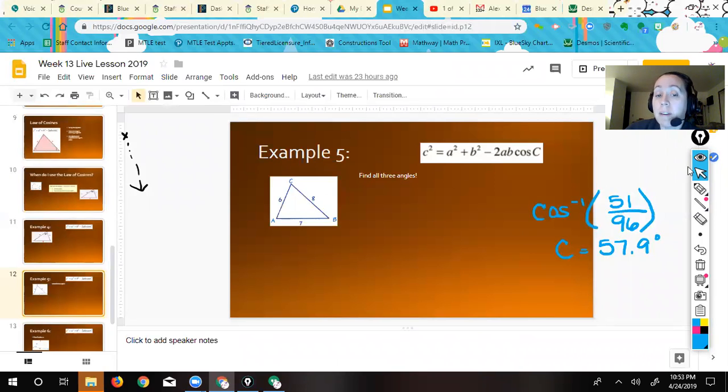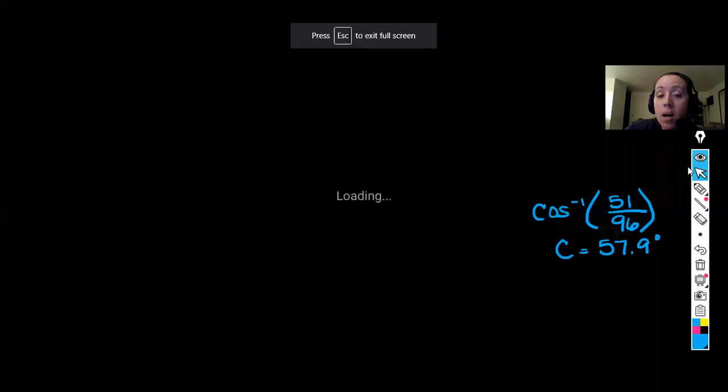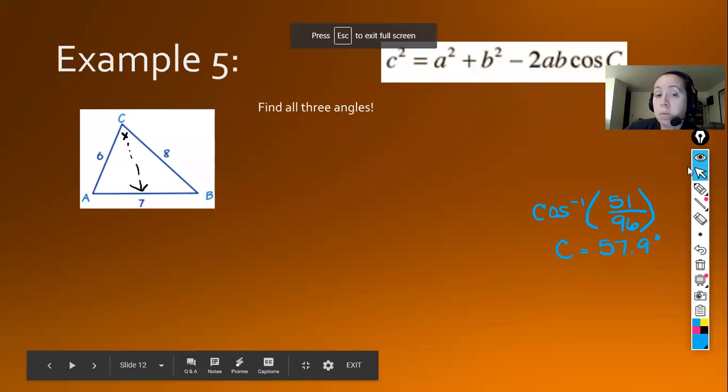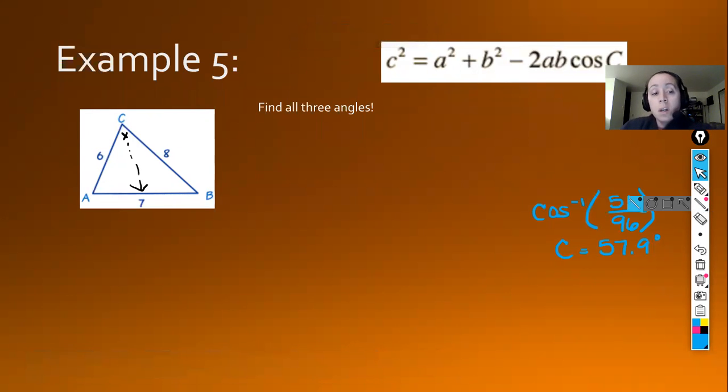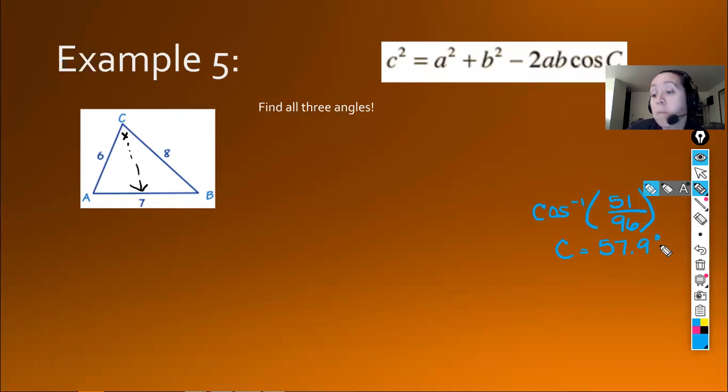So cool, we have angle C. Now let's go for another angle because we really can't do anything until we have that other angle. So we're really not done until we have that other angle. So now let's get angle A. Why not? So we want to get angle A. This is our next one.